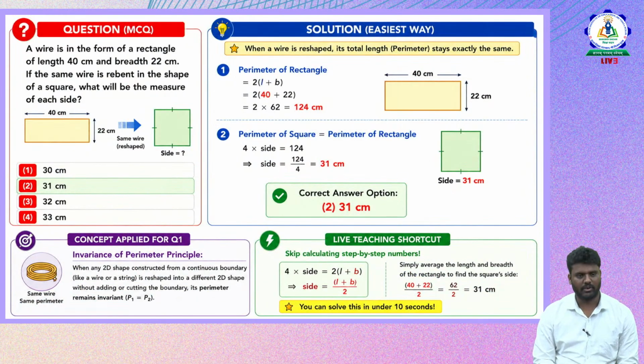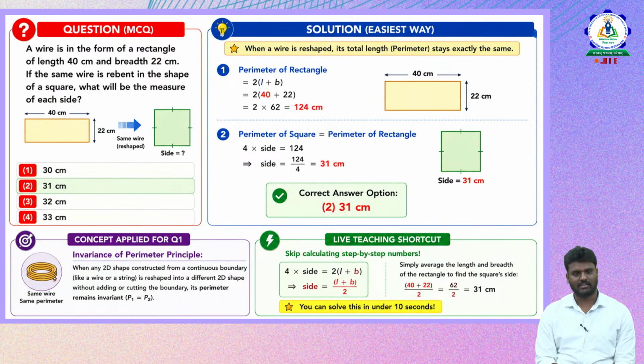Now coming to question 1. A wire is in the form of a rectangle of length 40 centimeters and breadth 22 centimeters. If the same wire is rebent in the shape of a square, what will be the measure of each side? The options are: option 1 is 30 centimeters, option 2 is 31 centimeters, option 3 is 32 centimeters, option 4 is 33 centimeters.